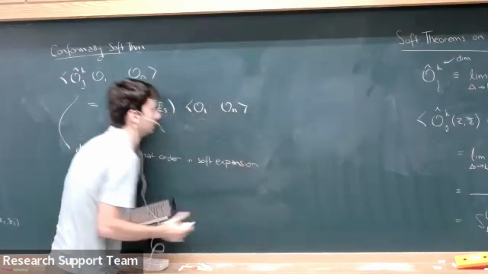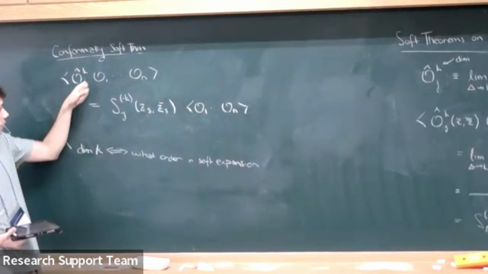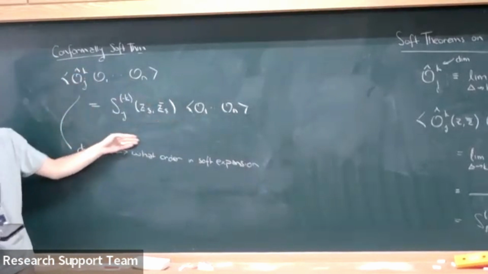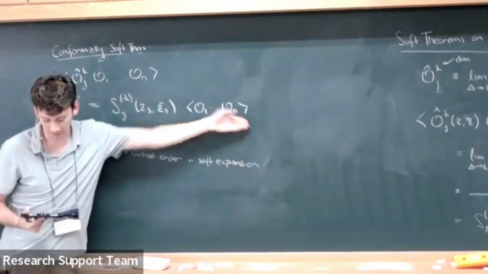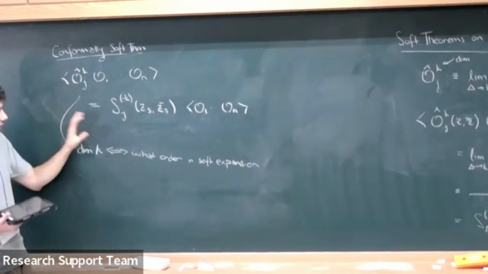What order in the soft expansion are you getting acting on the celestial amplitude? So as I go to higher conformal dimensions, I go to more singular terms in the soft expansion acting on the celestial amplitude. And these are called conformally soft theorems because they're related to soft theorems in this nice way.